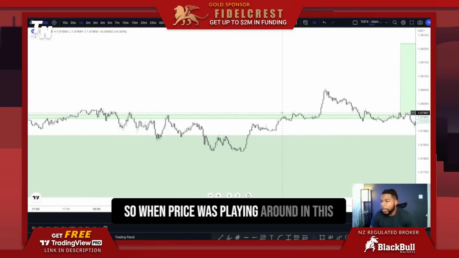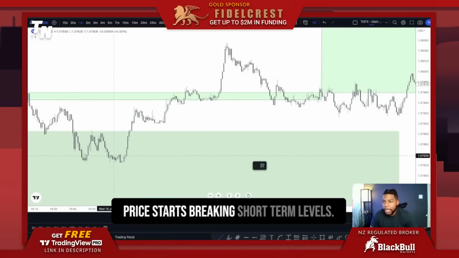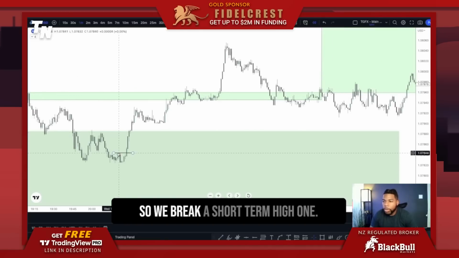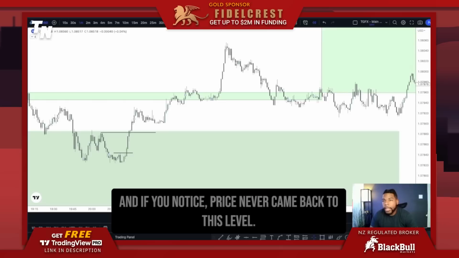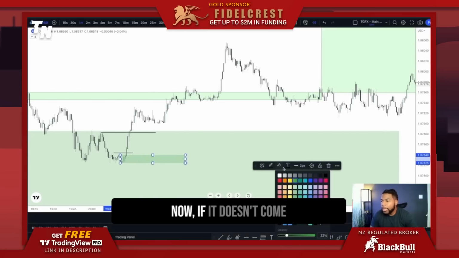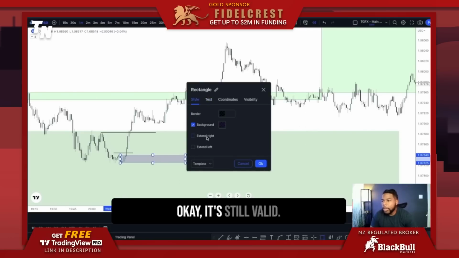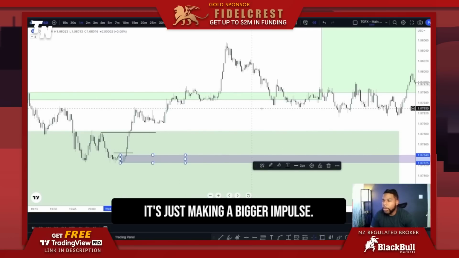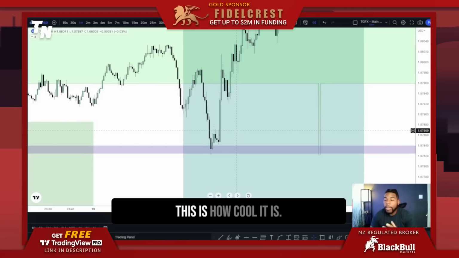So when price was playing around in this area, what we start to see is that price starts breaking short-term levels. So we break a short-term high 1, we break a short-term high 2 here. And if you notice, price never came back to this level. Now, if it doesn't come back immediately, it's still valid, okay? It's still valid. It's just making a bigger impulse. So price ends up coming back directly in what session? London session. This is how cool it is. It always sets up the next session.